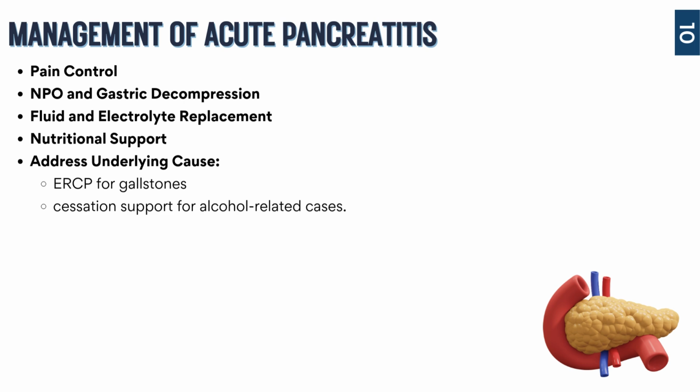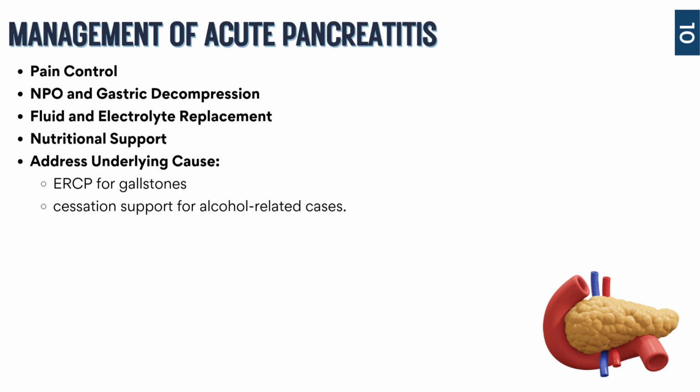Okay, so managing acute pancreatitis involves several key steps. The number one, right up in your face, is pain control, often requiring IV opioids, like I said, for severe pain. We're going to keep the patient NPO, because that's going to help rest the pancreas by minimizing the stimulation of the enzymes and the secretion of them.